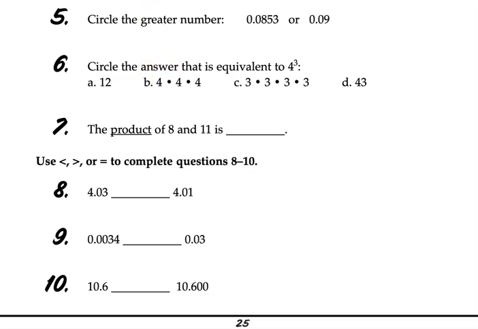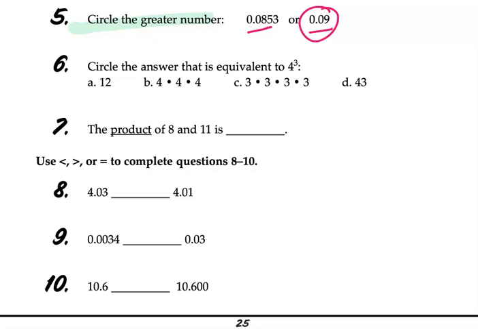There we go. Number 5 says to circle the greatest number. So once again, I'm going to think about these in terms of money. I know this is about 9 cents by rounding, and this is 9 cents. So it's almost the same value, but the greater number would actually be 9 hundredths. Okay, 9 hundredths.